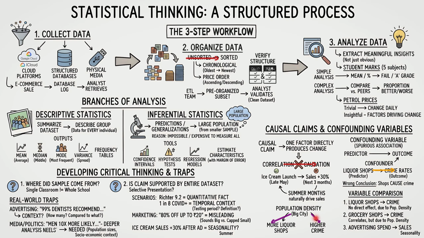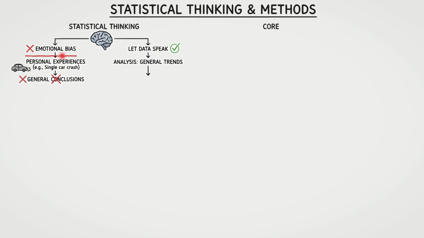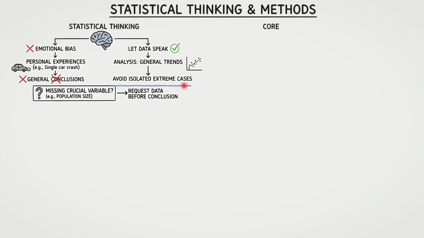To be a good statistical thinker, you must look past the obvious numbers and find the true relationships hiding in the data. Next, we will discuss how to let the data speak while avoiding emotional bias. Statistical thinking means letting the data speak and making sure we use our brains rather than falling for emotional bias. For instance, your personal experiences, like witnessing a single car crash, should never dictate general conclusions about traffic safety. True analysis must focus on general trends and avoid isolated extreme cases.